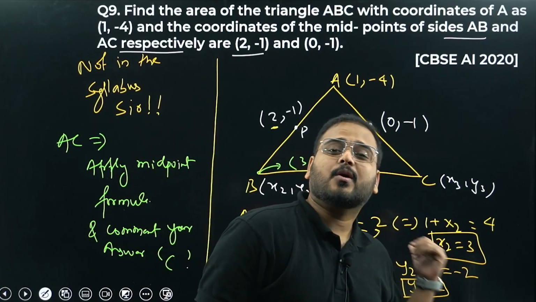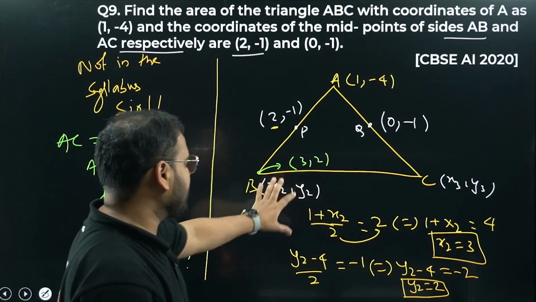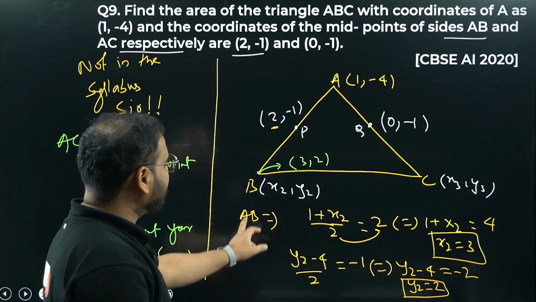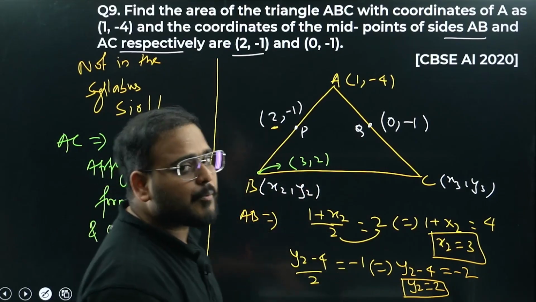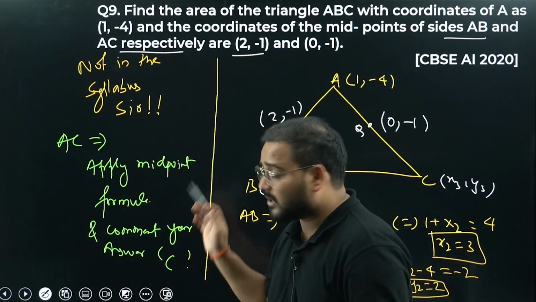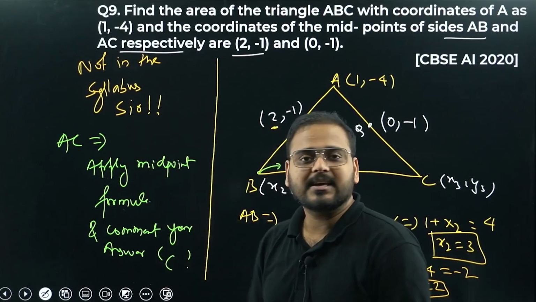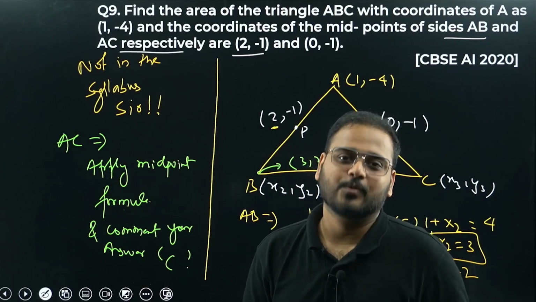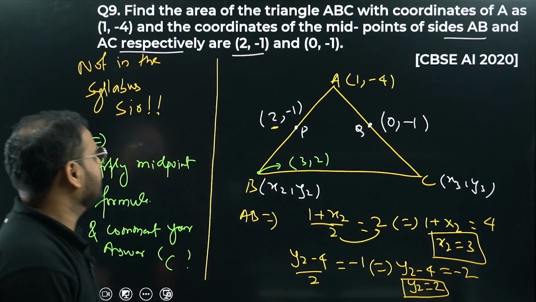I just said the question is out of syllabus, but I wanted to take this for this particular part. For point B coordinate, I've given you 3, 2. Same approach you have to take. Same midpoint formula you have to use for finding the coordinate of the point C. And let me know in the comment section.